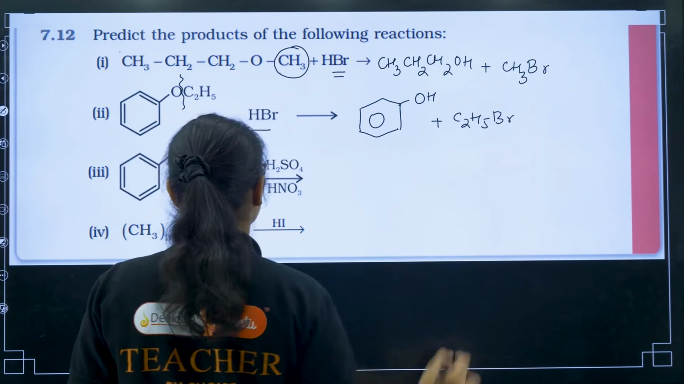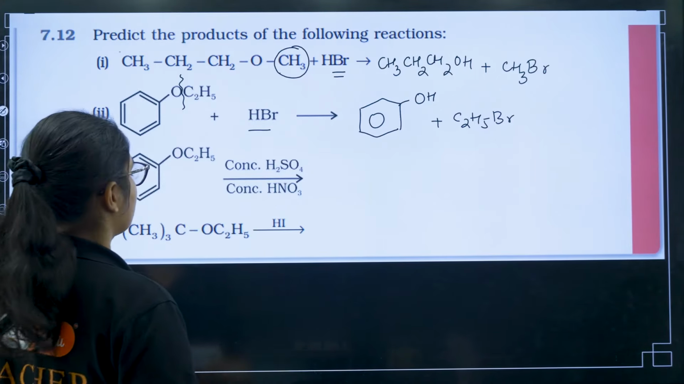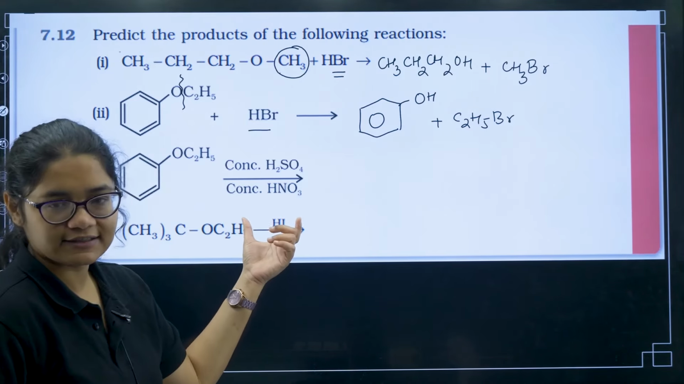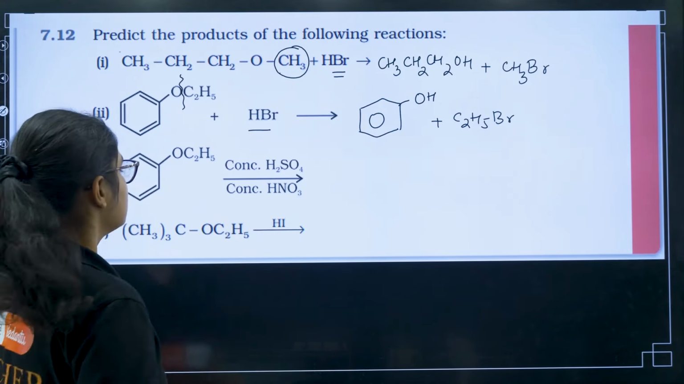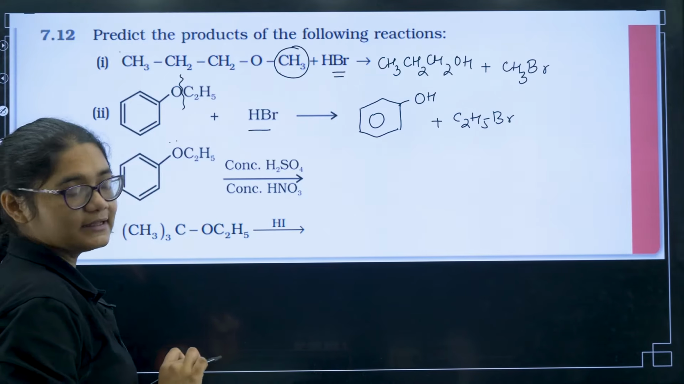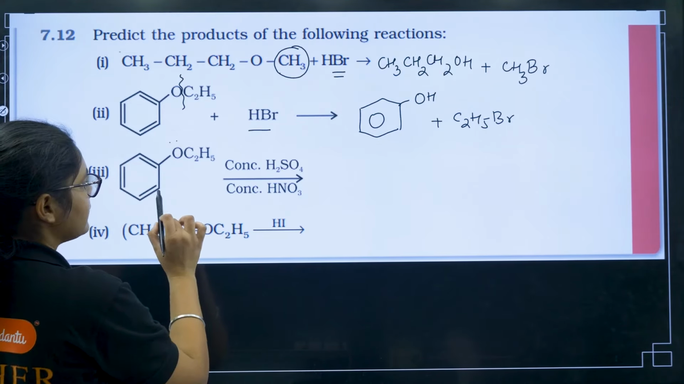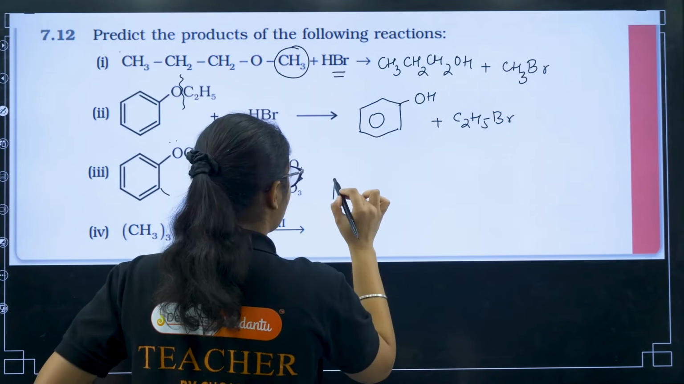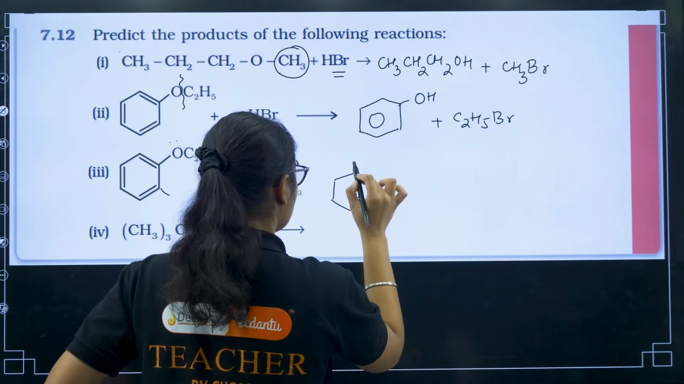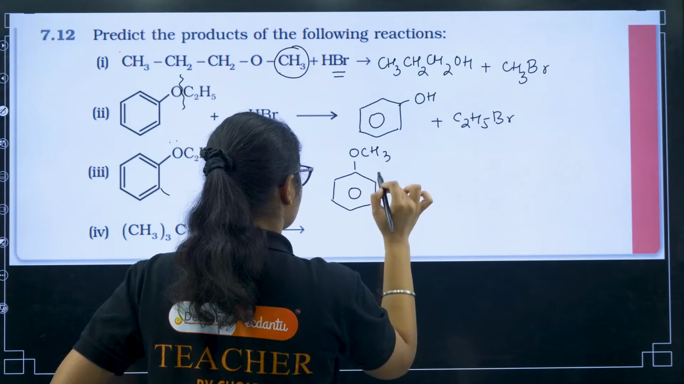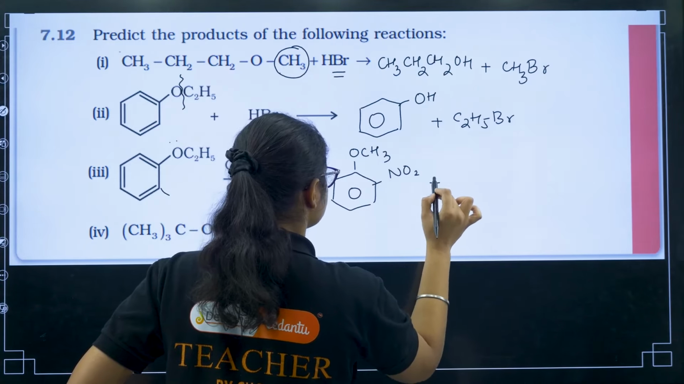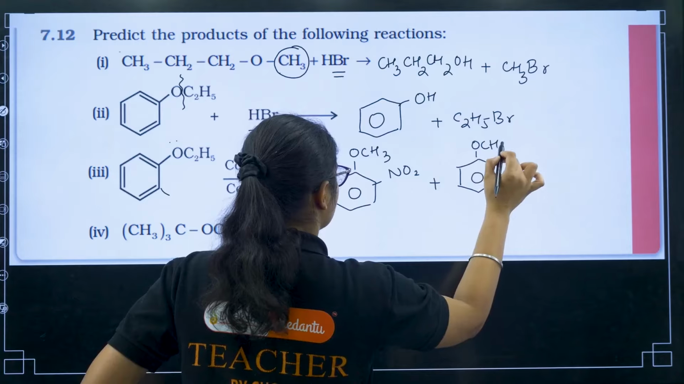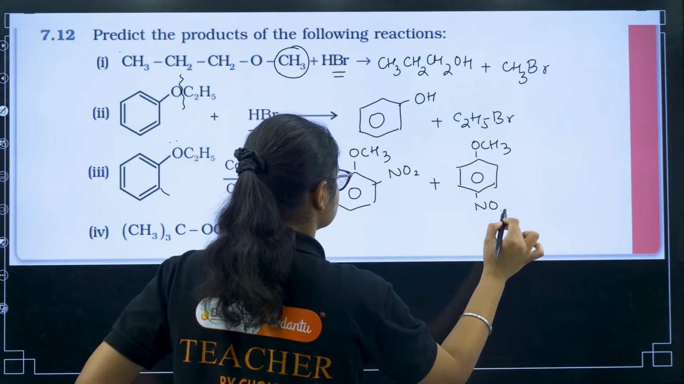If benzene ring is there, there is no doubt that you will get one phenol and C2H5Br. Okay, now here we have concentrated H2SO4 and concentrated HNO3. That is your nitration. This is ortho-para directing. Nitration will take place at the ortho position and at the para position. I will get OCH3 with nitro group at the ortho position and OCH3 with nitro group at the para position.